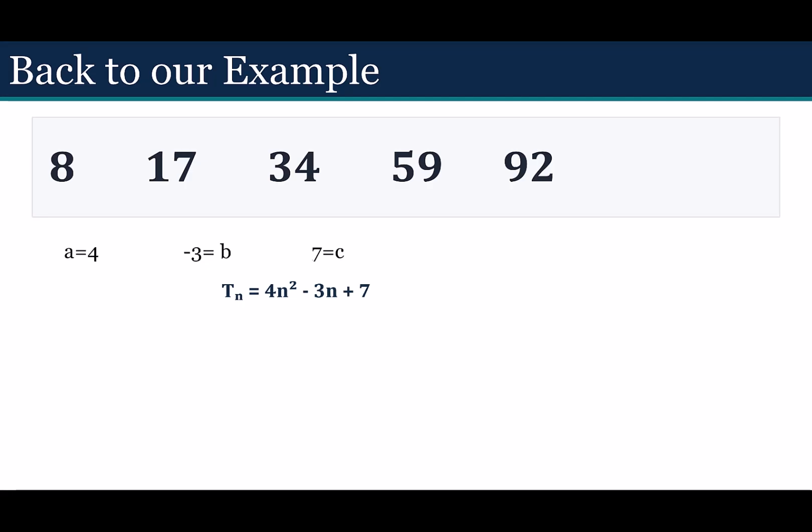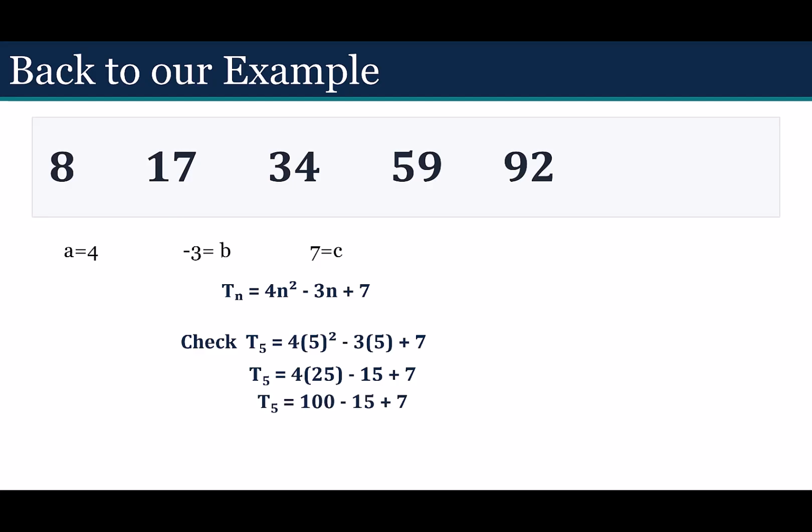Now that we have values for a, b, and c, we can write a closed form or explicit form of our sequence. We'll say t sub n is equal to 4 times n squared minus 3n plus 7. Let's check our work by calculating t sub 5. This means we should have 4 times 5 squared minus 3 times 5 plus 7. 5 squared is 25, and 3 times 5 is 15. So now we have 4 times 25 minus 15 plus 7, which is 100 minus 15 plus 7. That simplifies to 92, which matches the fifth term in our original sequence.